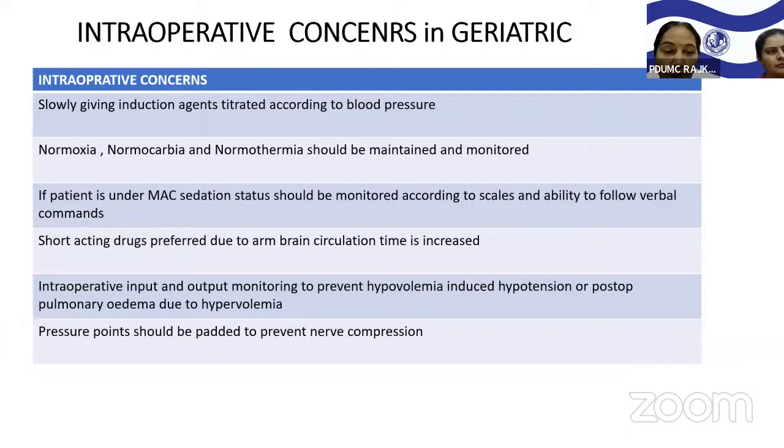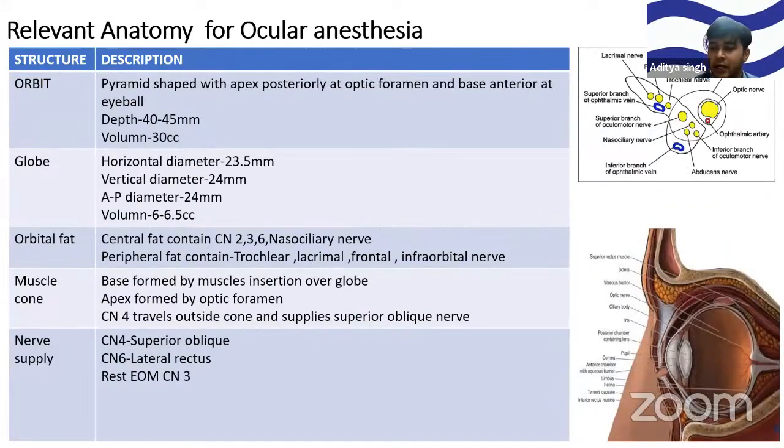What are the different blocks you use? Ma'am, we can use the ocular blocks. They can be broadly classified into two types: akinetic blocks and non-akinetic blocks. In the akinetic blocks, it is needle-based or cannula-based. Needle-based will be the peribulbar block or the retrobulbar block, whereas the cannula-based block will be the subtenon block. In the non-akinetic, there will be the subconjunctival block or topical anesthesia.